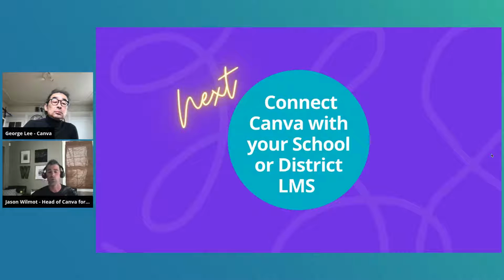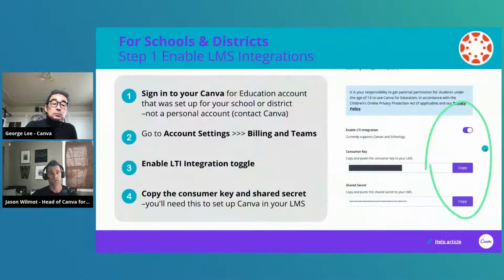So next, once you've signed up your district, how do you connect Canva with your LMS, with Canvas? We're going to take you through some quick steps about how to connect it, and then also some really cool features that are coming in the next couple weeks. So first, you want to enable the LMS integration. You're going to create a district account for Canva, once again, free. And then once you do that, you'll go to the account settings in Canva. You'll click on billing and terms.